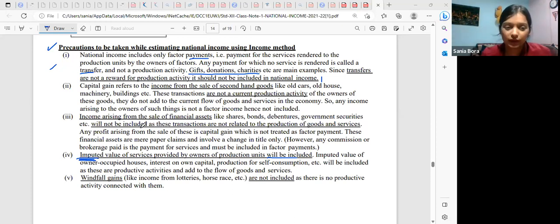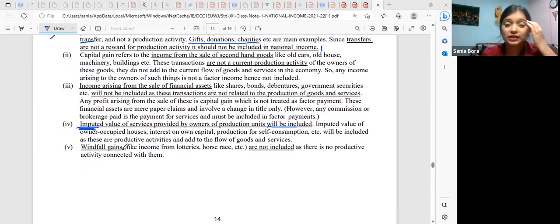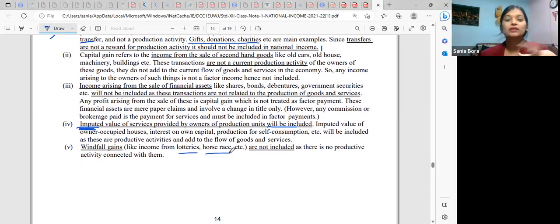Now, after that, windfall gains. For example, lotteries, horse races you went in. Windfall means sudden. So those are not included, because you didn't do any productivity. Now you'll say, ma'am, I played the game and that's why I won. There was a horse race and that's why I won the prize. But this is not any productive activity, right? So that you will not include. Clear? I hope you got it, what not to include and what to include.